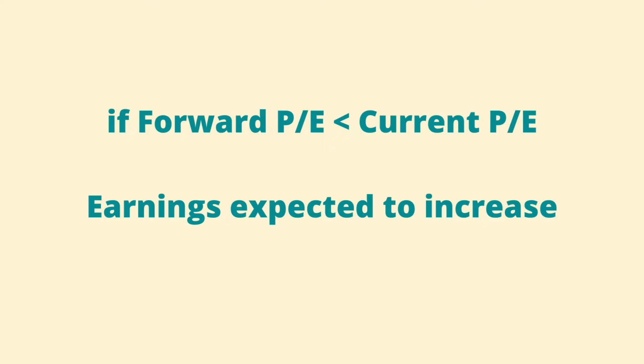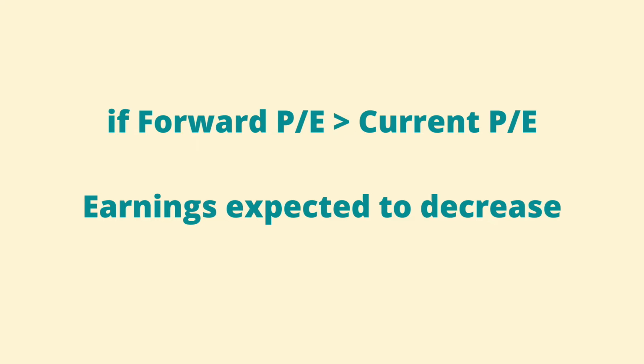Now, during uncertainties, you may hear in the news that companies have decided to withdraw guidance and pull their guidance. When this happens, the forward PE ratio will no longer be accurate. If forward PE ratio is lower than the current PE, it means earnings are expected to increase. If forward PE is higher than current PE, it means earnings are expected to decrease.